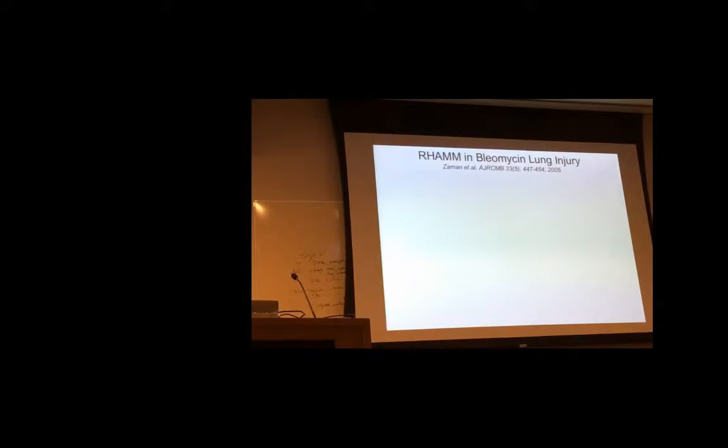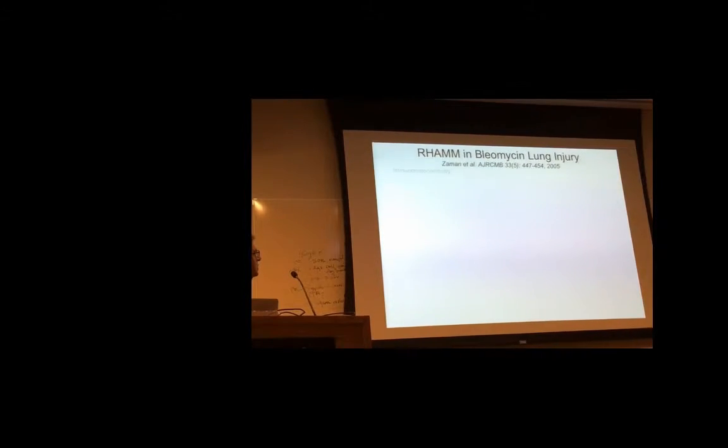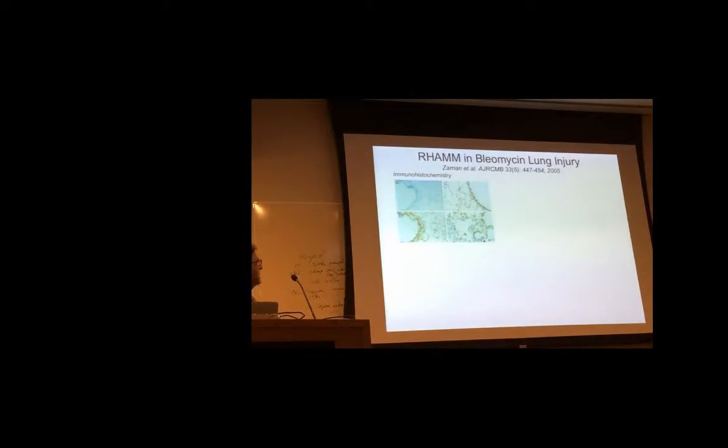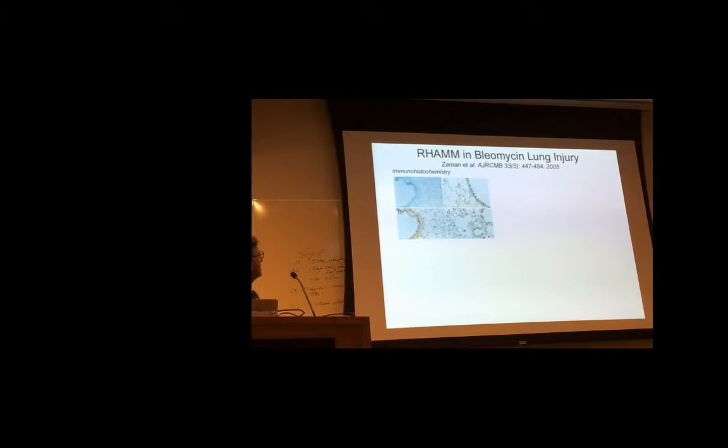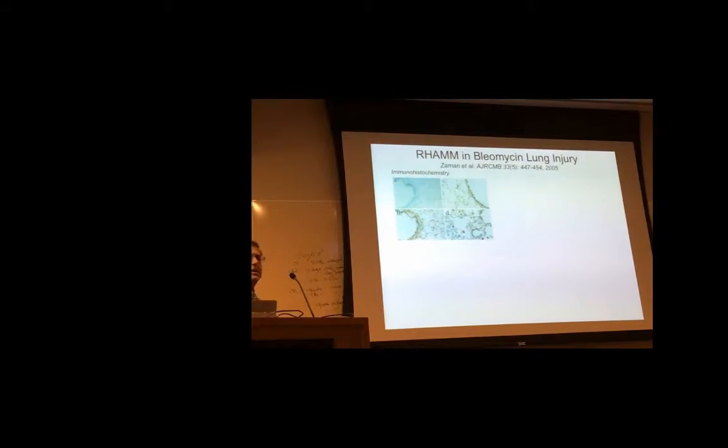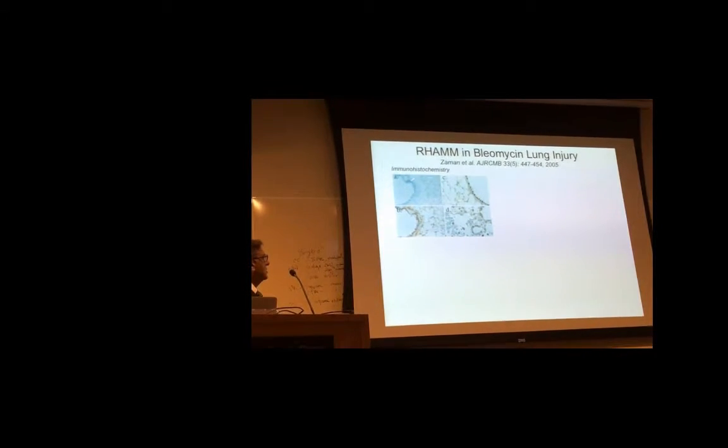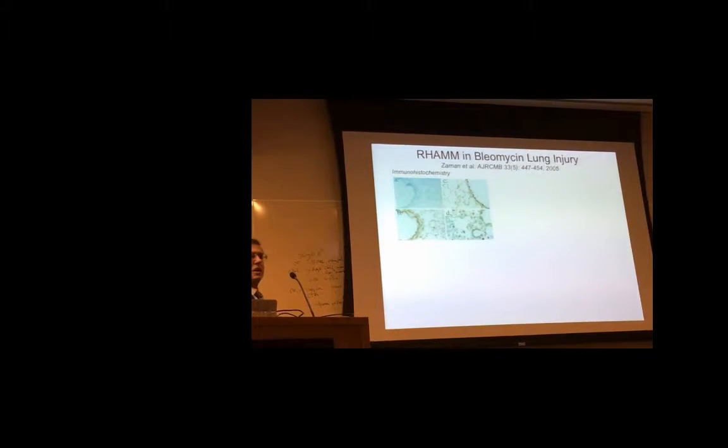So we looked at RHAMM then, since CD44 had already been looked at in terms of bleomycin injury, we wanted to look at what happened to RHAMM in this same model. So we looked initially at immunohistochemistry. This is the control slide where the antibody was mixed with the peptide that generated it. You can see that it's specific because there's no staining. This is diaminobenzidine staining with a methyl green counterstain.